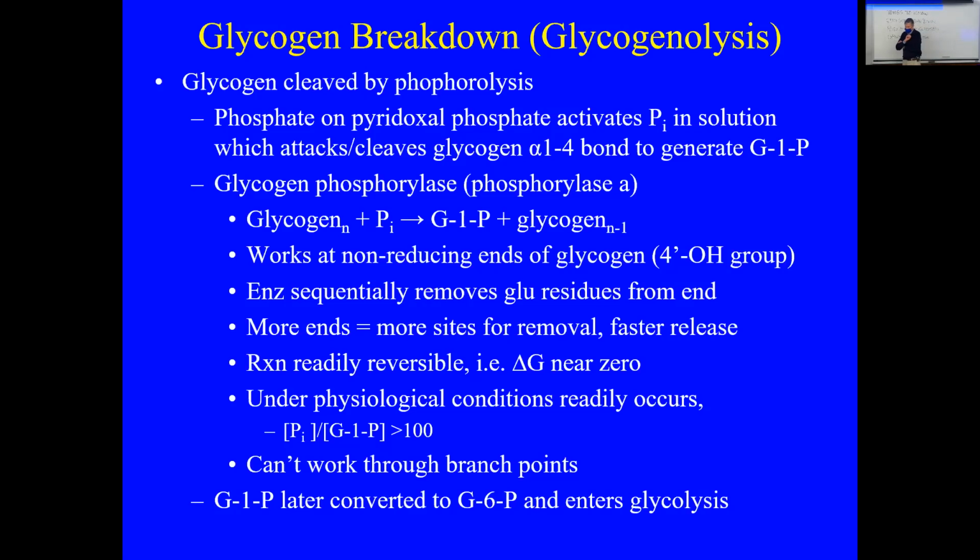I think I mentioned last time that you can have multiple copies of glycogen phosphorylase on the surface of a glycogen particle. Remember, it has all of these branches which end up producing all of these endpoints, and those can be acted upon independently by multiple copies of glycogen phosphorylase. All right.